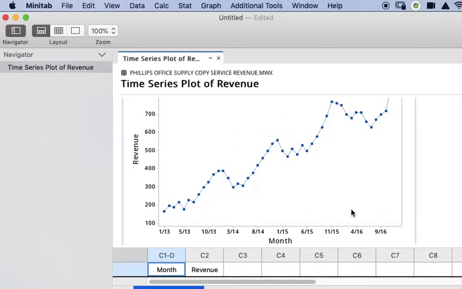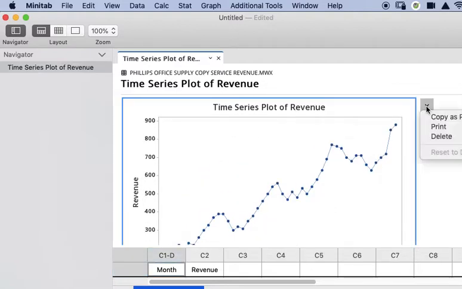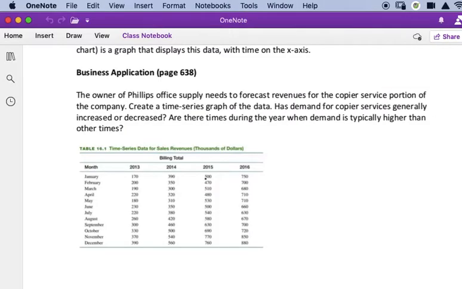So I'm going to copy my graph and paste it, if I wanted to, into my Word document. I won't do that here, but I'll just write my observations. So we'll say that demand has generally increased.